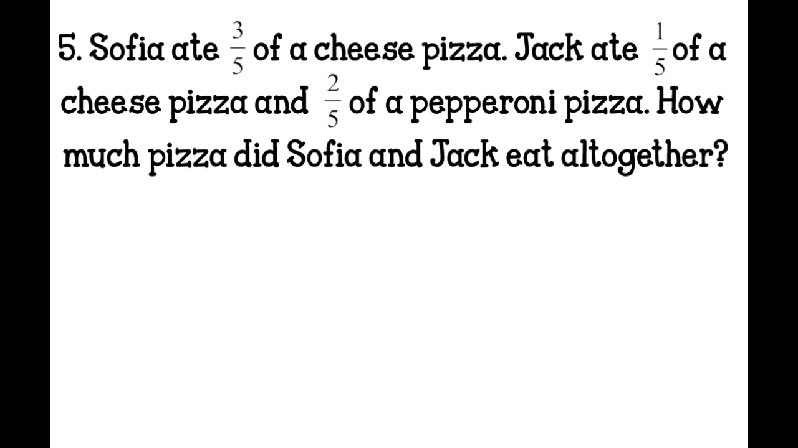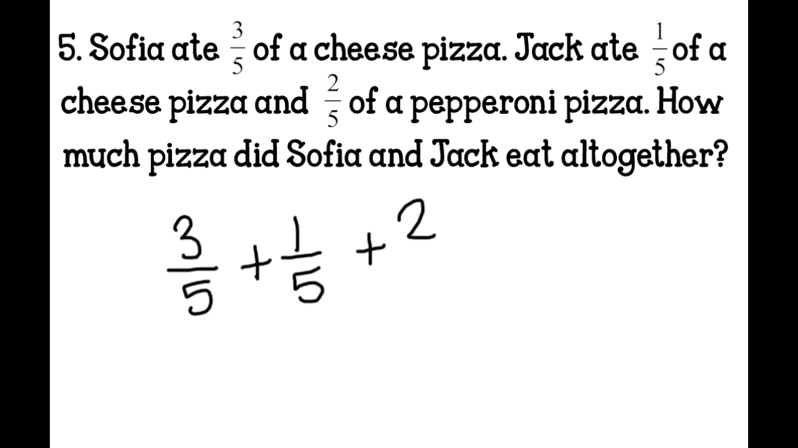Number 5, Sophia ate 3/5 of a cheese pizza. Jack ate 1/5 of a cheese pizza and 2/5 of a pepperoni pizza. How much pizza did Sophia and Jack eat altogether? So we're going to take Sophia's 3/5 plus Jack's 1/5 of cheese, and then Jack's 2/5 of pepperoni.